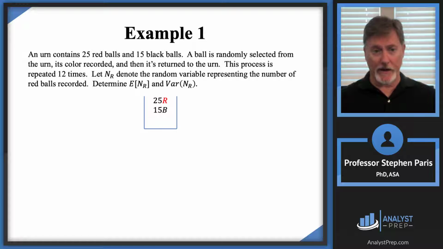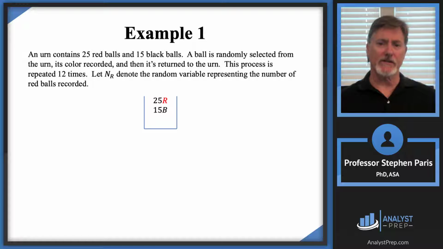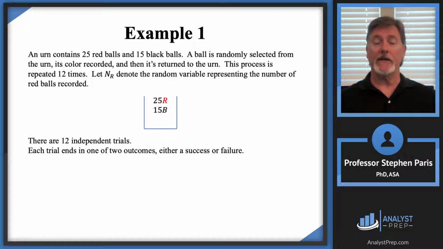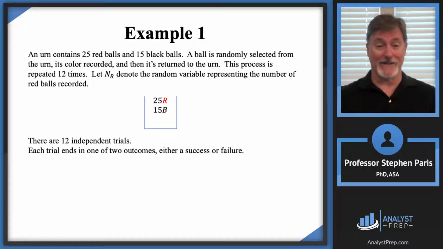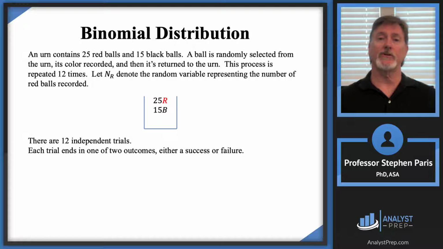Okay, now before I do that though, let's just focus on the process here and the random variable capital N sub capital R. I hope it's clear to you that we have a sequence of trials. We have 12 independent trials. They're independent because the outcome from one trial does not depend on the outcome from the previous trial, because the ball is being returned to the urn. In this case, each trial ends in one of two outcomes, either a success or a failure. So this random variable follows a binomial distribution. I've exactly described a binomial distribution.